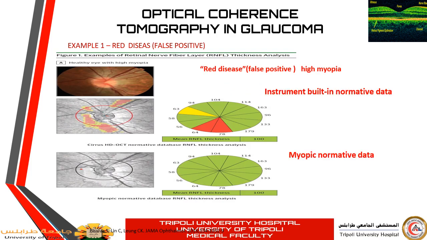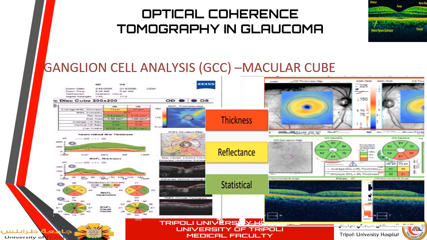Now, when we repeat, this patient, the earlier one, this is the myopic patient, had been compared with the normative data of normal patients. So this appears red. Now, when we reintroduce the data of the patient and we write that he's a myopic patient, the machine will compare it with myopic patients. Now the picture appears green and appears normal. So this is one of the common mistakes usually seen in OCT, which is called red disease or false positive.